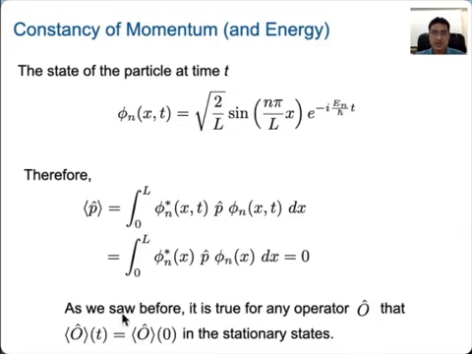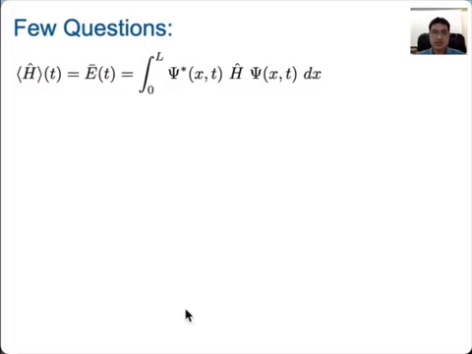Okay, so as we saw before, it is true for any operator O that the expectation value of the operator at time t is the same as the expectation value at time t equal to 0 in a stationary state. Okay, the same we can talk about the expectation value of H. So we just substitute this one, and here we are taking a specific integration limit.